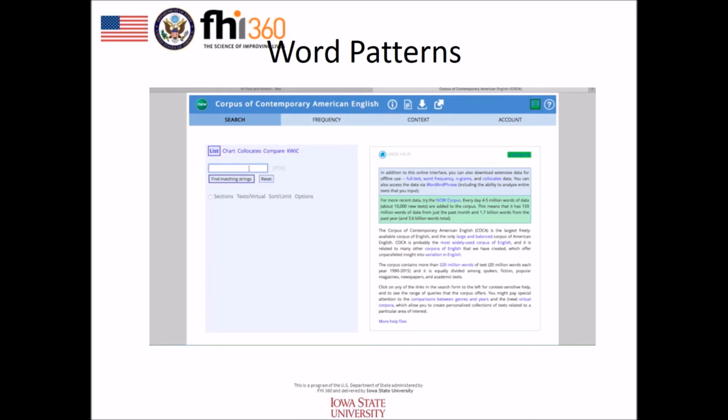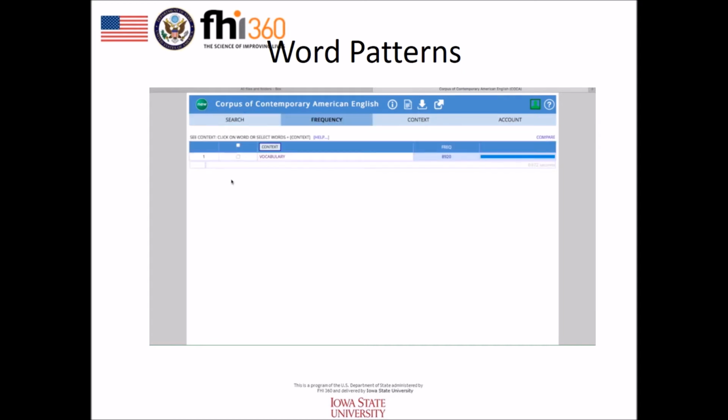But for now, I just wanted to do one quick search so you have an idea of what COCA looks like. So let's say I want to look at the word vocabulary. I'll just type in vocabulary. I have list selected, so this will just give me a list of the word vocabulary in context. And here's the word vocabulary.